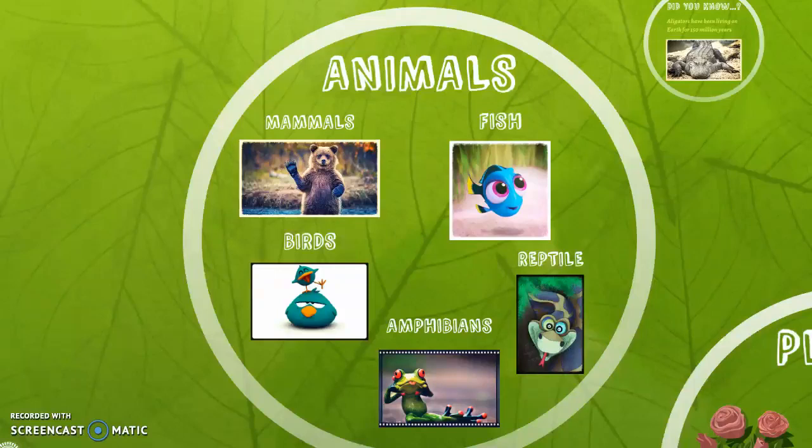Animal kingdom is the first one we are going to review. Organisms in the animal kingdom are multicellular and they eat other organisms for food. This kingdom is by far the largest of all the kingdoms. The animals of the animal kingdom can be found all over the world and can be any size from very tiny to extremely big. For example, we've got mammals. We are mammals too. Fish, birds, amphibians, and reptiles.